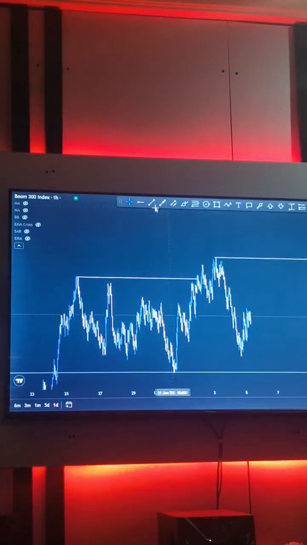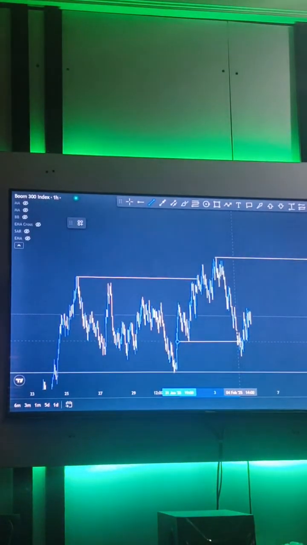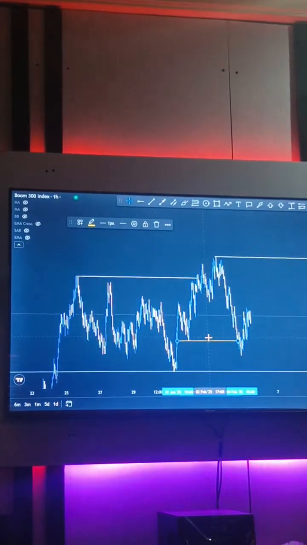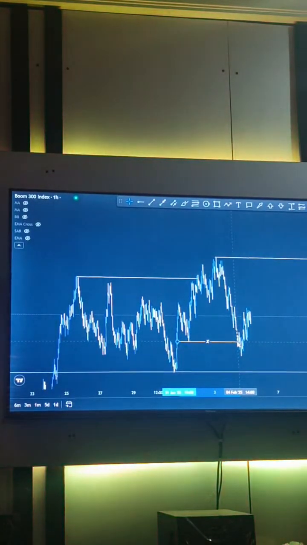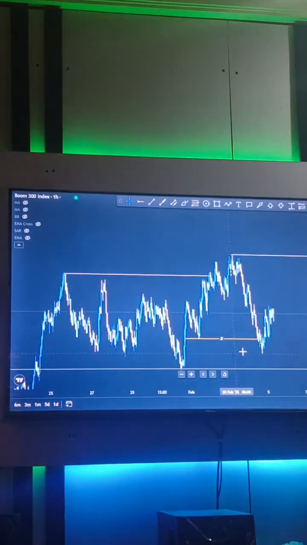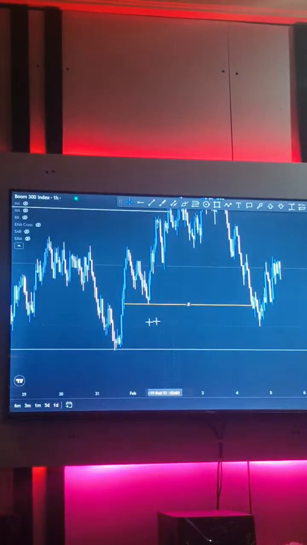So you can see the market swept this inducement right here. Market swept the inducement right here. Market swept this inducement right here. Are you seeing it, guys? Market swept the inducement right here. Then it respected the fair value gap.